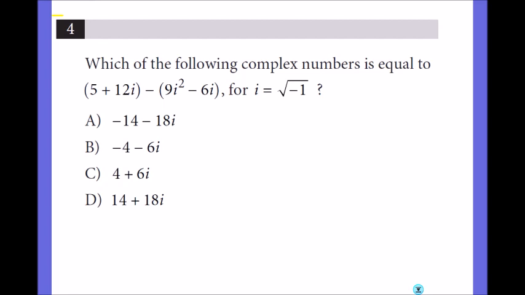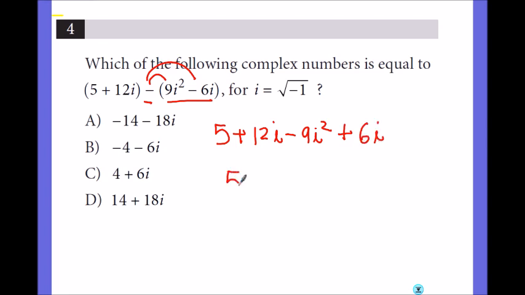Which of the following complex numbers is equal to that? If you have a negative in front of the parentheses, make sure you distribute the negative to all the terms inside the parentheses. So if I rewrite it, it's 5 plus 12i minus 9i squared, and plus, right? Negative times negative is positive 6i. When you combine like terms, I get 5 plus 18i, and then there's the i squared. i squared is square root of negative 1 times square root of negative 1, so it becomes negative 1.